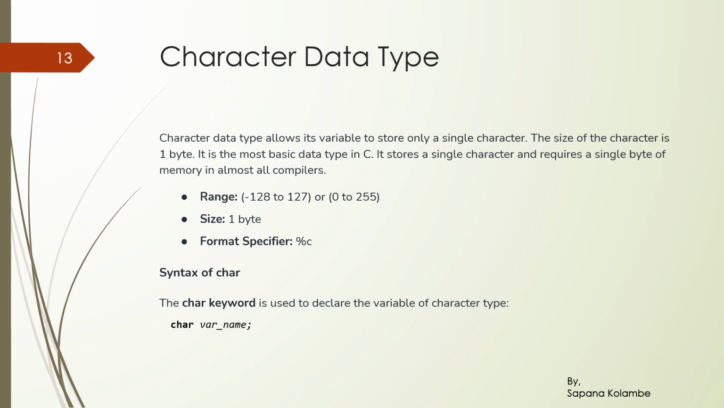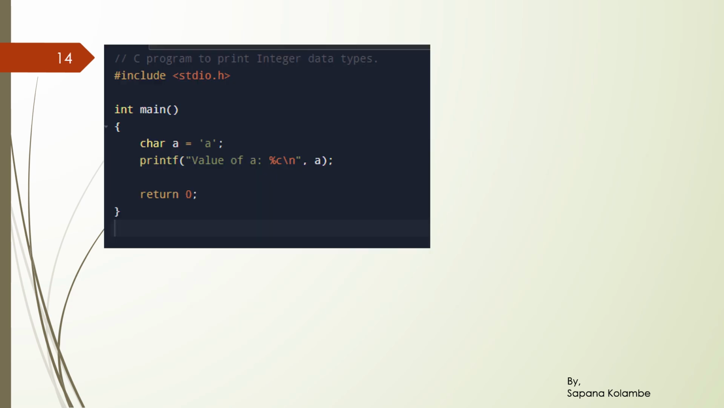Now the character data type. Character data type is used to store a single character into the variable. So the size is limited, which is 1 byte, and the format specifier is %c. The syntax is char and the variable name. We'll see with the help of an example.